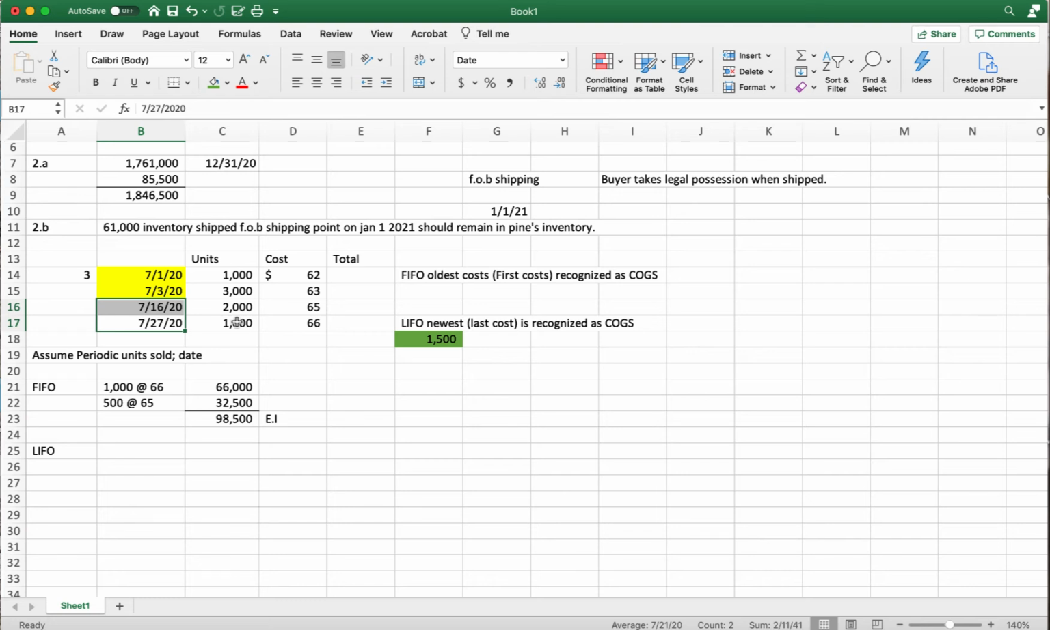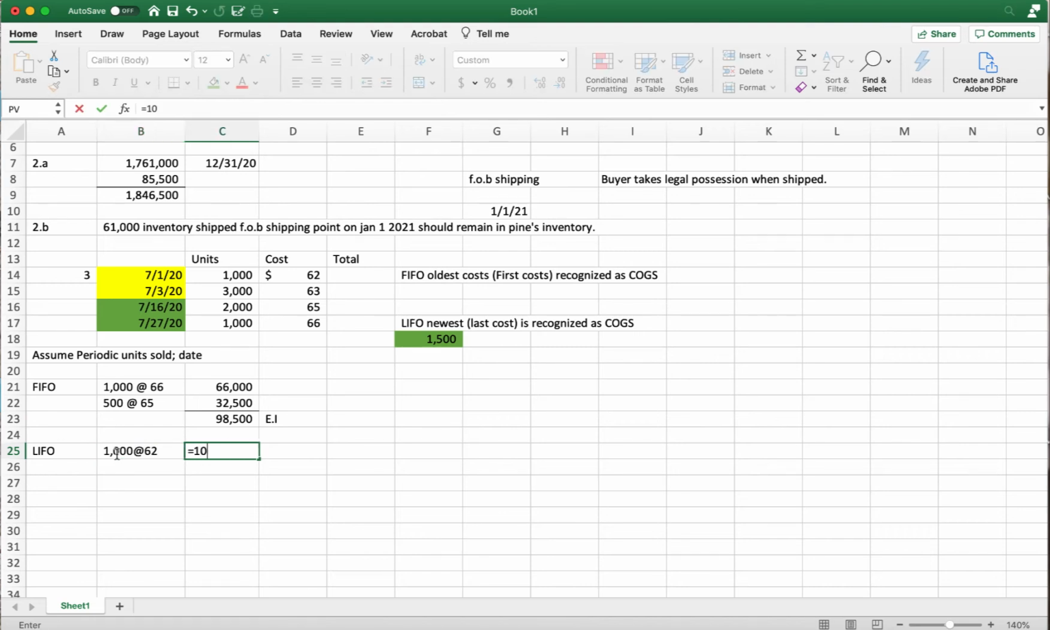Okay, the oldest cost, and I'm going to make this green. So these costs end up as our cost of goods sold. These older costs end up remaining in ending inventory. So I'm going to start with 1,000 units at $62. And I need 500 more units, so I'm going to take 500 units from the July 3rd lot, 3,000 units at $63. Well, I only need 500 of those. So I'm going to take 500 at 63.